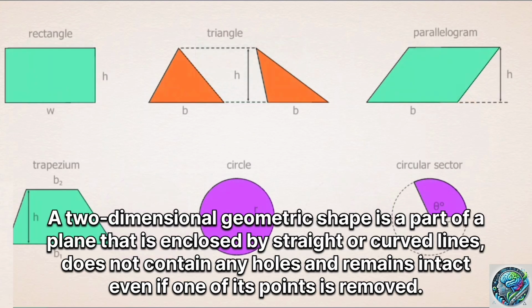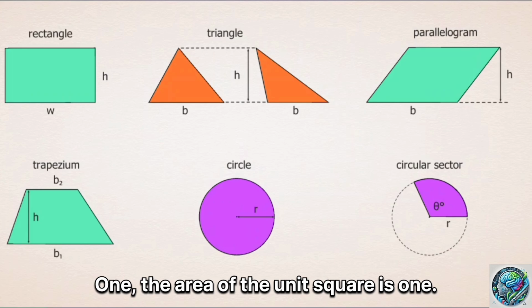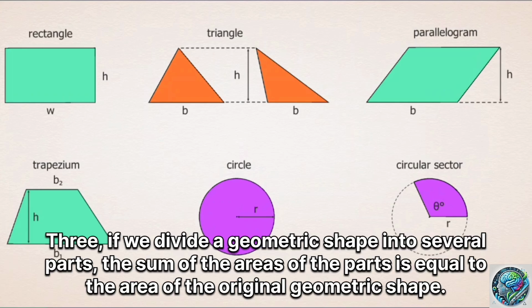A two-dimensional geometric shape is a part of a plane that is enclosed by straight or curved lines, does not contain any holes, and remains intact even if one of its points is removed. The area is a function that assigns a positive number to all two-dimensional geometric shapes with the following conditions. 1. The area of the unit square is 1. 2. The area of congruent geometric shapes is equal. 3. If we divide a geometric shape into several parts, the sum of the areas of the parts is equal to the area of the original geometric shape.